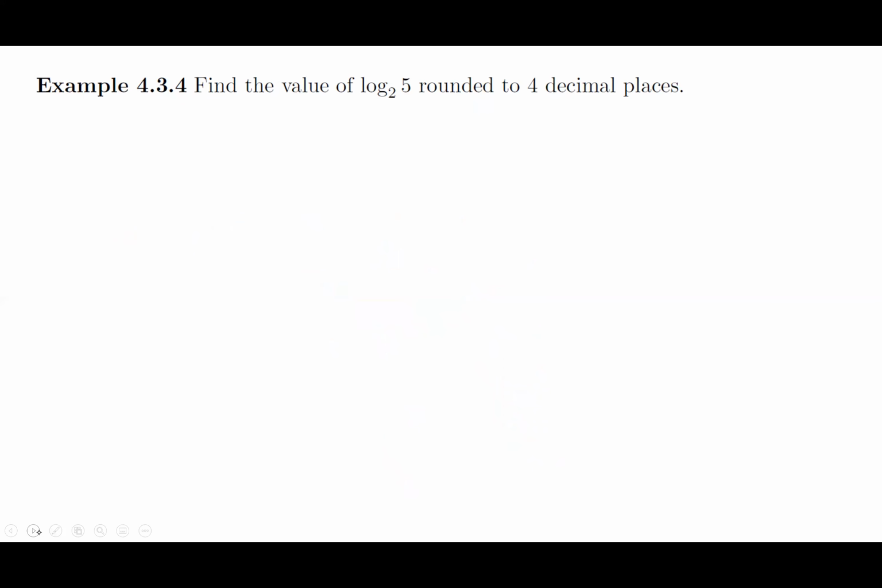Which means when I come to log base 2 of 5, I can take this and write it as log 5 over log 2. And why did I choose that log? Because it's on my calculator, that's why. And then literally plug that in. So grab your calculator and let's look at log 5 divided by log 2. And we get 2.3219.